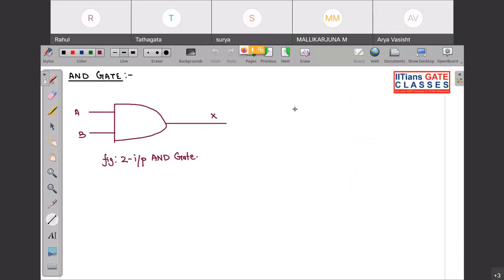So if I have to draw the truth table, so I am drawing the universal truth table.